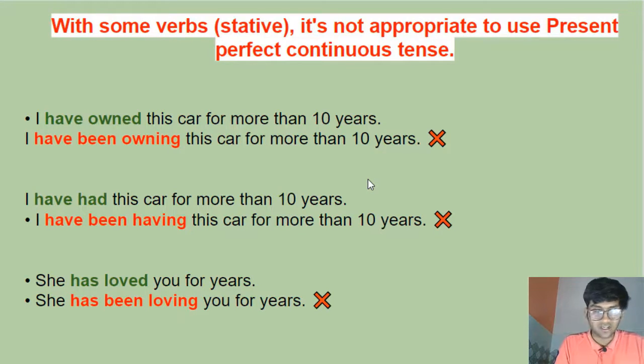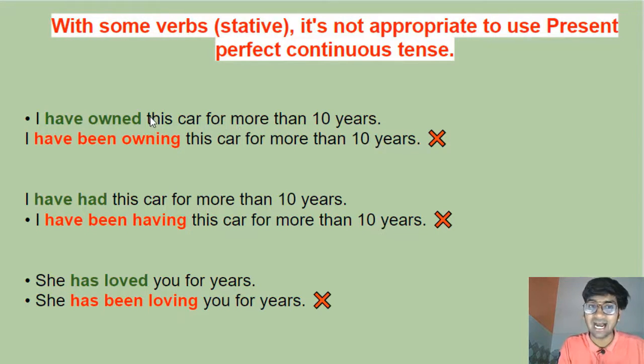Okay. Now, very important thing, right? With some verbs, it is absolutely inappropriate to use present perfect continuous tense. Look at these examples. I have owned this car for more than 10 years. I have been owning this car for more than 10 years. Own is a verb that shows a state of possession. You cannot use it in progressive tenses. So you cannot say, I have been owning this car for more than 10 years. You will simply say, I have owned this car for more than 10 years, or I have had this car for more than 10 years.